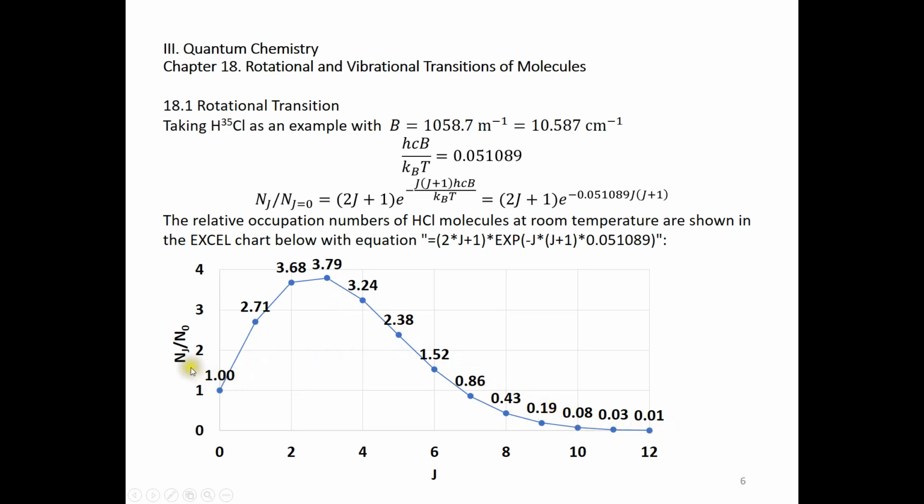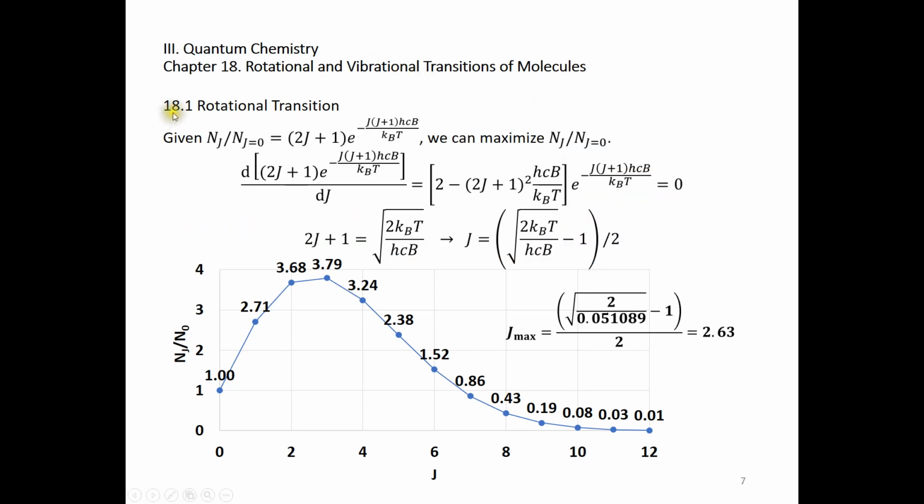Now we plot this N sub J over N sub 0, the relative occupation numbers, from J equals 0 to J equals 1, J equals 2, J equals 3. You can see at first the relative occupation numbers increase as J increases, but after J equals 3, it starts to decrease. The reason is because we have this exponential term here. When J is really large, this exponential function becomes really small.